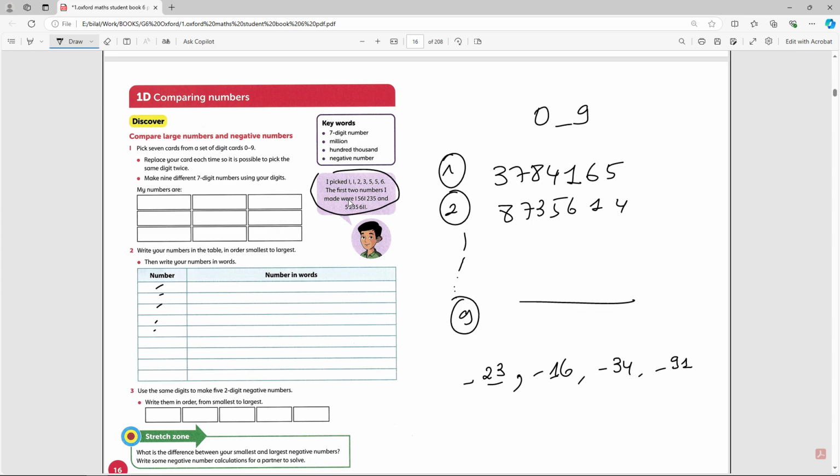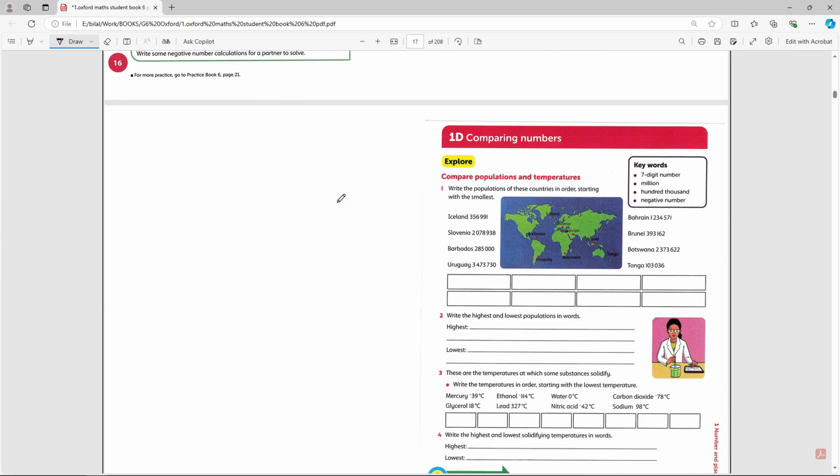And then you're going to put them here. So the smallest here is negative 91. And then I'm going to put negative 34, negative 23, negative 16. And then find some smaller one, for example, negative 11, whatever, negative 10. Alright, let's go. And then 1D.